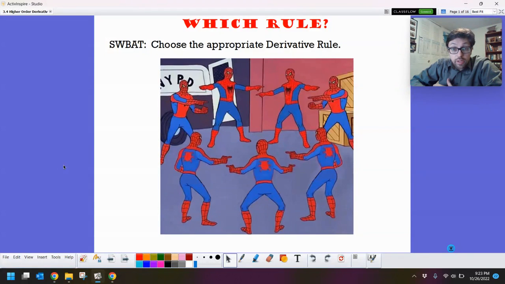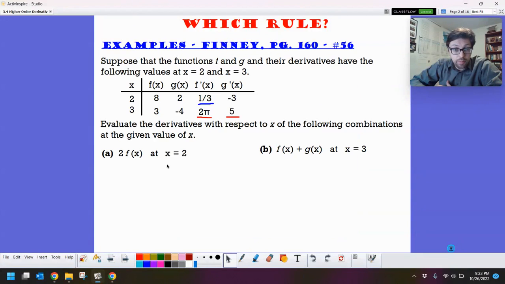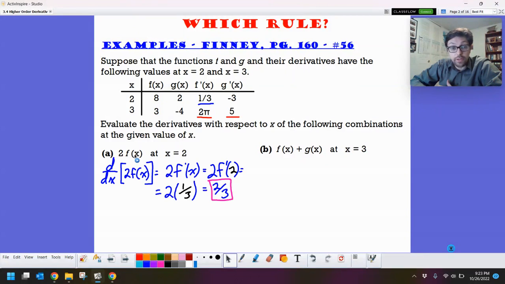Hello, in this video we're going to be looking at some different problems and trying to determine which derivative rule we need to apply for that problem. So in this first one I can see I've got just a constant next to this function I want to find the derivative of. Since it is just a constant with my function, I can just find the derivative of f of x without any worry in the world.